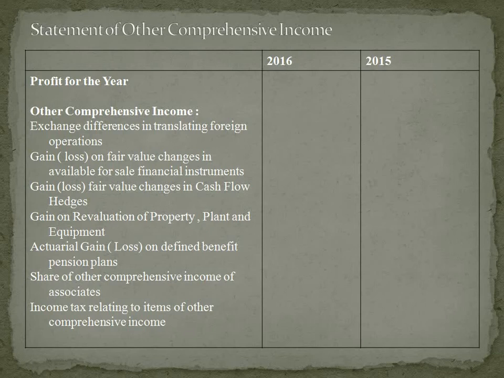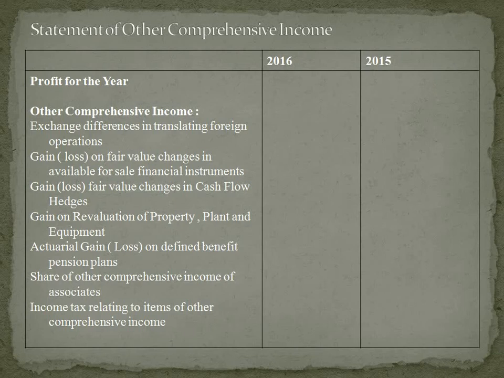UK entity has business in India and Indian currency is INR and UK currency is pound. Functional currency of UK entity is pound. So we have to translate the financial statements of Indian entity to UK. While translating, there would be some exchange difference. This exchange difference has to be accounted under other comprehensive income.